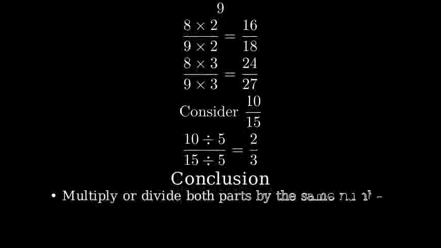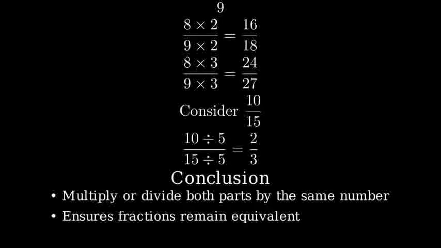Remember, equivalent fractions have the same value but different numerators and denominators. You can find them by multiplying or dividing both the numerator and the denominator by the same non-zero number.